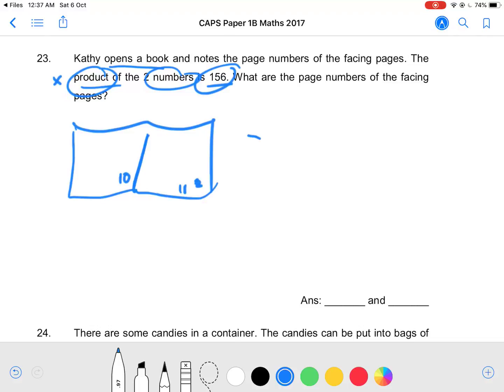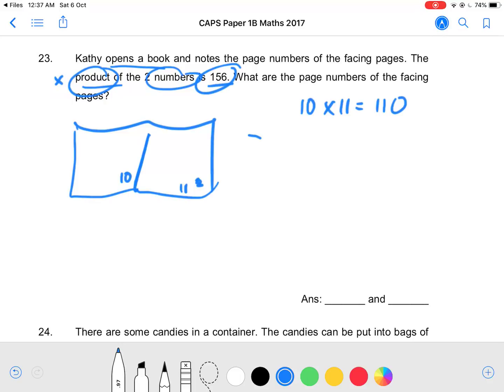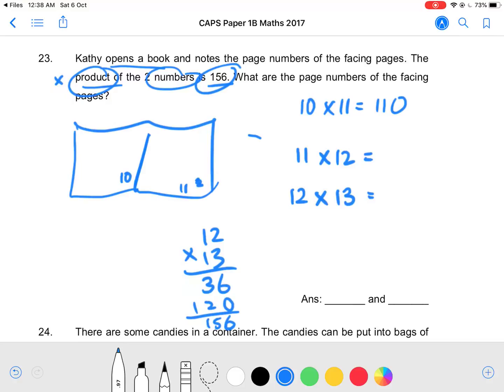So a lot of guess and check. I can try, for example, 10 times 11. 110. It's quite close, not there yet, so maybe I bump up the page number. If the page numbers are 11 and 12, will it give me 156? Doesn't seem to. Then I will try page 12 and page 13. You notice the page numbers must run in order, right? One page is after another by an increase of 1. So 12 times 13, let's check. You get 156. So the pages must be page 12 and page 13.